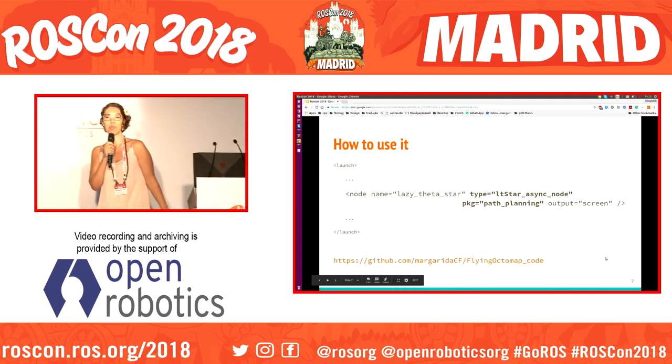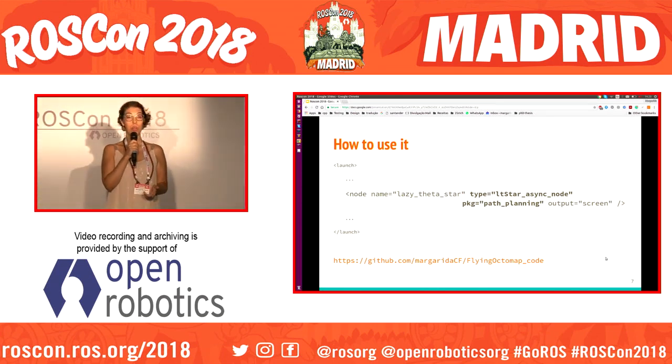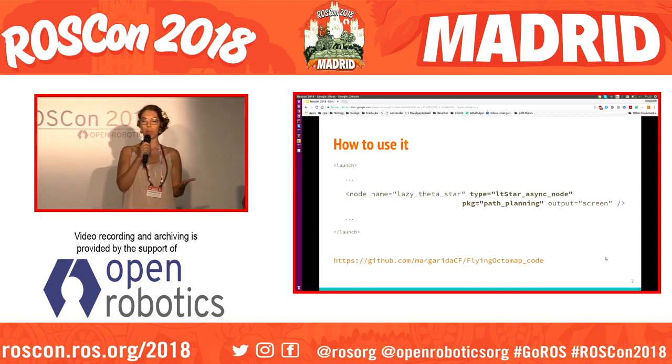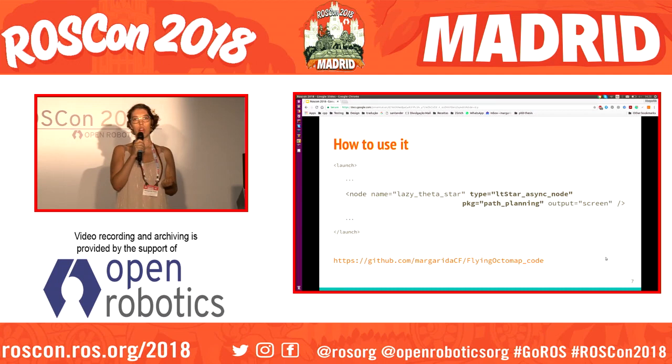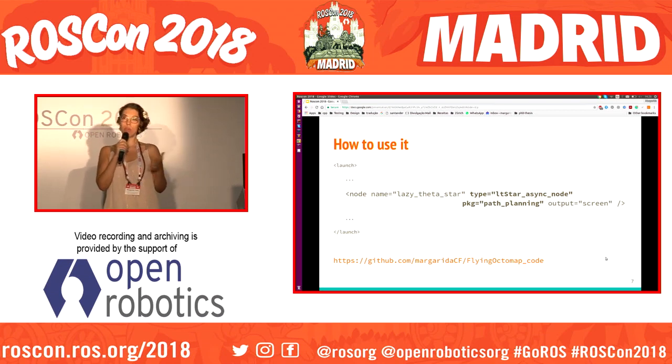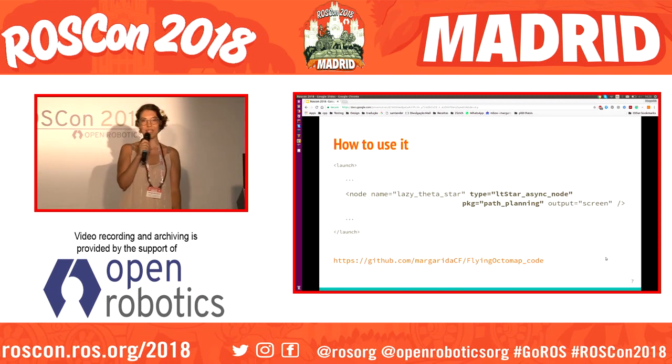So coming to the most important part: how to use it. This is actually, I think, pretty straightforward. You have here the repo where you can download the code from, and it's basically just a question of including the node in your launch file. This was done for ROS1, not ROS2 yet.